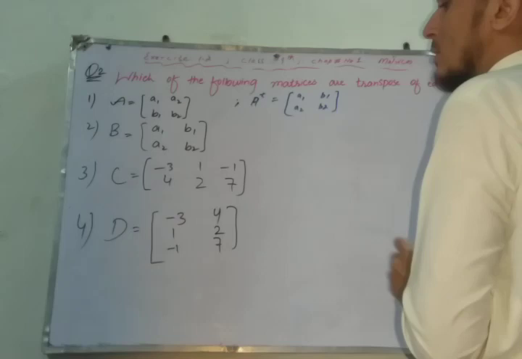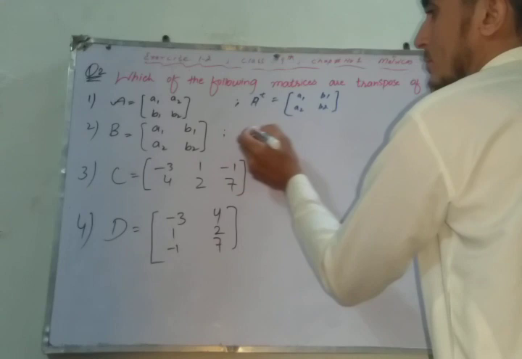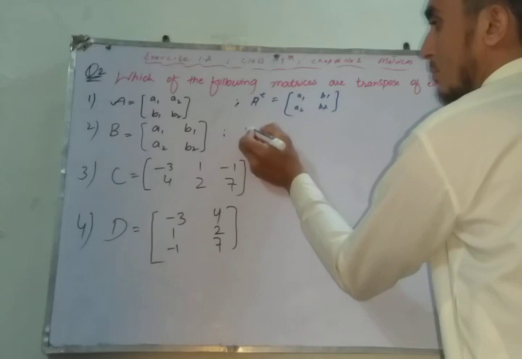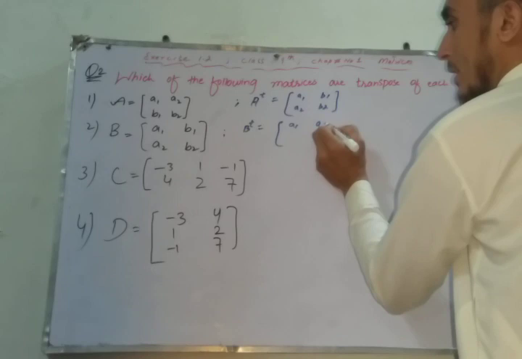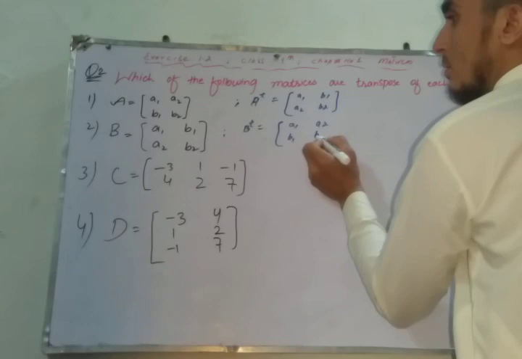Then B transpose is equal to A1 A2 B1 B2.